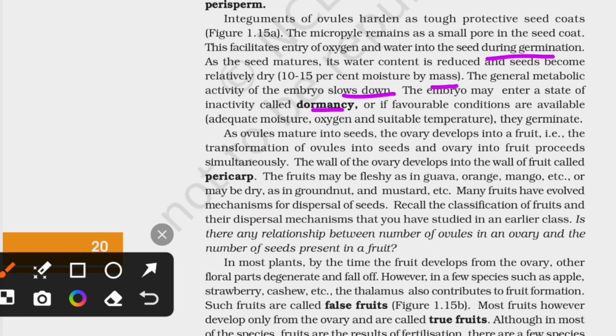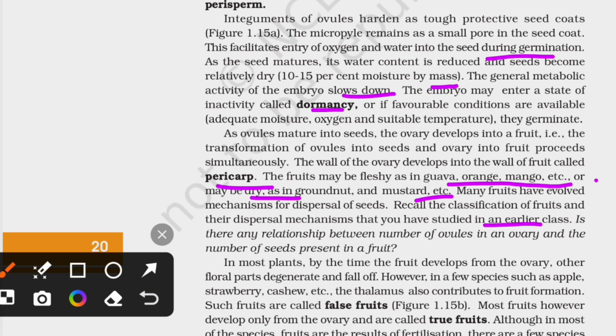As ovules mature into seeds, the ovary develops into a fruit. It means the transformation of ovule into seed and ovary into fruit proceeds simultaneously. The wall of the ovary develops into the wall of the fruit called pericarp. The fruit may be fleshy as in guava, orange, mango, etc., or may be dry as groundnut and mustard, etc. Many fruits have evolved dispersal mechanisms that you have studied in earlier classes.